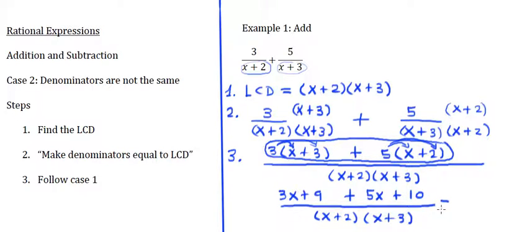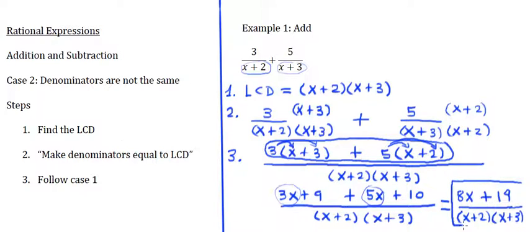I now simply combine like terms here on the numerator to get your final answer. 3x plus 5x, like terms, 8x. 9 plus 10, 19, over x plus 2 times x plus 3. Denominator stays in factor form. So then there is nothing else to do to simplify this. So that means this is our final answer. Okay.